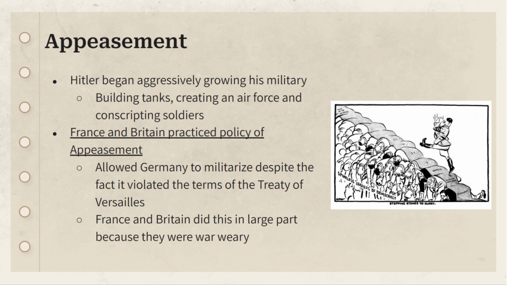One of the biggest causes leading up to World War II is this policy of appeasement. So, Britain and France, still recovering from World War I, are going to allow Hitler to break the Treaty of Versailles by rebuilding Germany's military. He builds tanks, he creates an air force, and even reinstates the draft. And instead of stopping him, the Western democracies kind of turn a blind eye, hoping to avoid another war. And so they allow him just to continue this behavior.